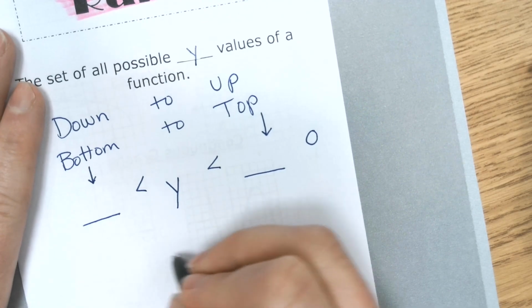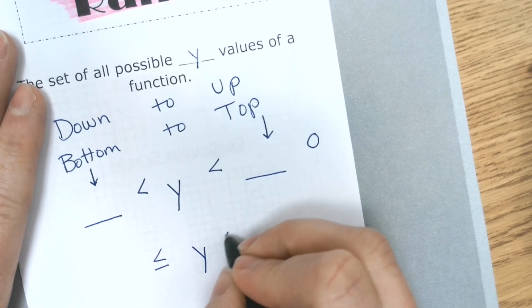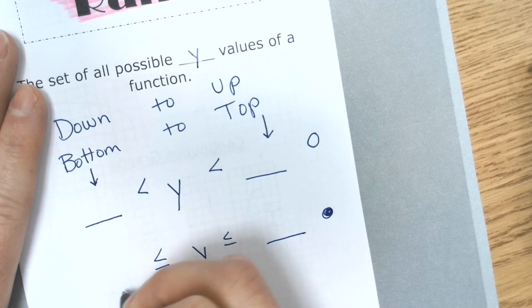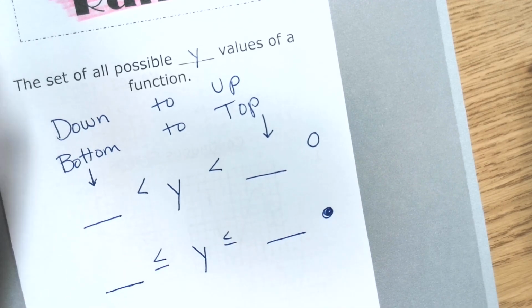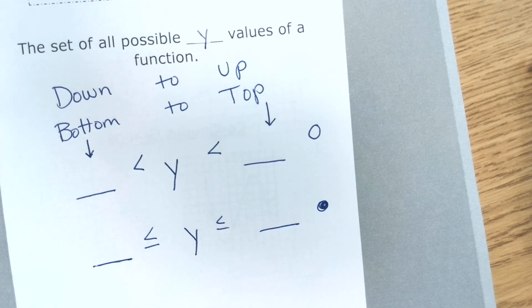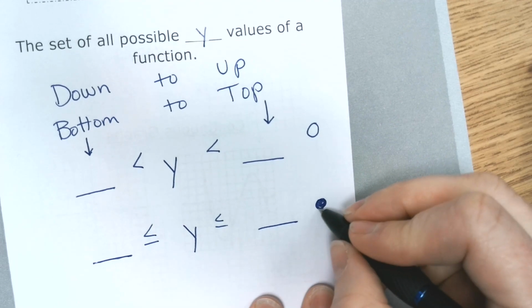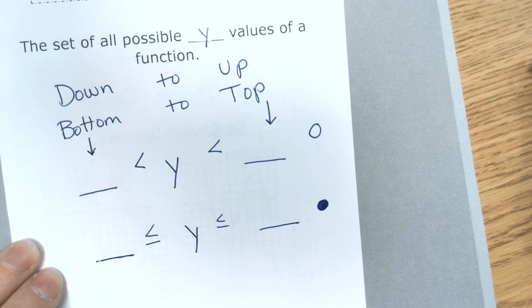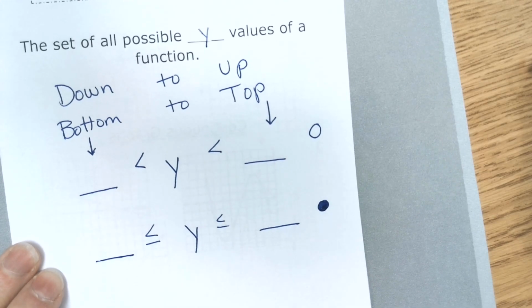Then if we have less than or equal to, that's whenever you have closed circles or the curve goes right through that. And you can have a mix of less than equal to.